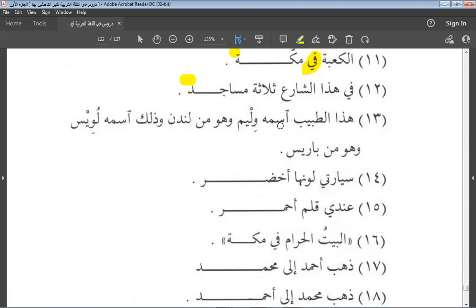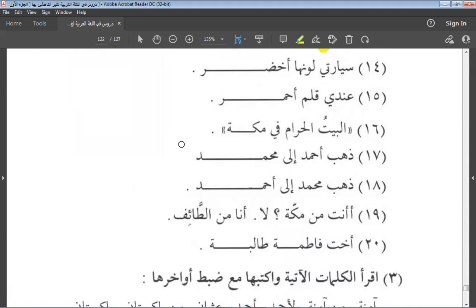هذا الطبيب اسمه ويليام. So William will have just 1 Dhamma. وهو من لندن فتحة. وذلك اسمه لويس. We also have Dhamma. وهو من باريس فتحة. So when it's supposed to take kasra, it will take fatha instead. اسمه ويليام Dhamma. وهو من لندن. From London, it will take fatha instead.